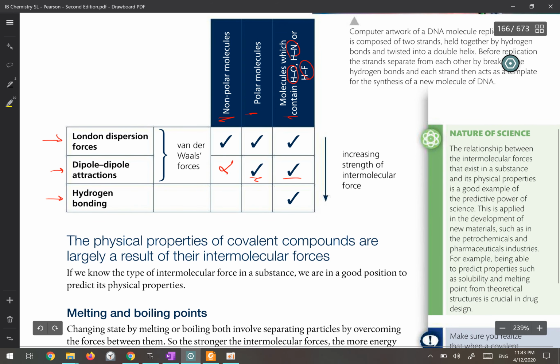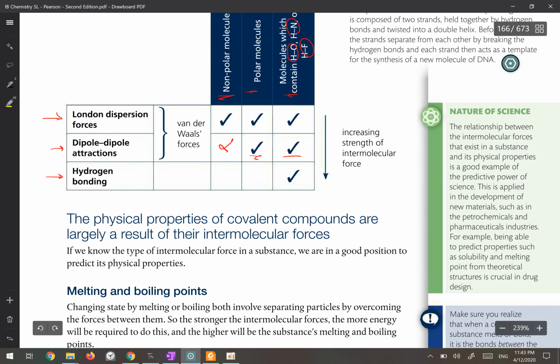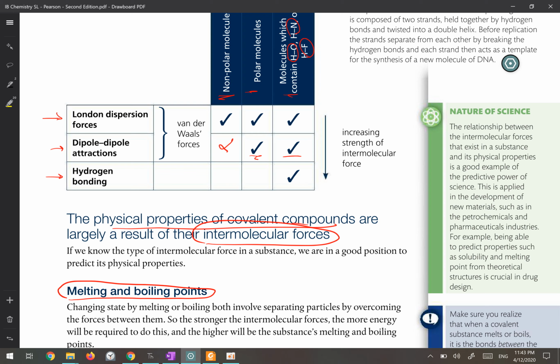Okay, so we finish this video here. In the next video, we will discuss the properties of covalent compounds, the properties of molecules based on their intermolecular forces. The most important properties that we want to discuss are the melting point and the boiling point of molecular compounds, and later on we will talk about the solubility of molecular compounds and different materials in each other.